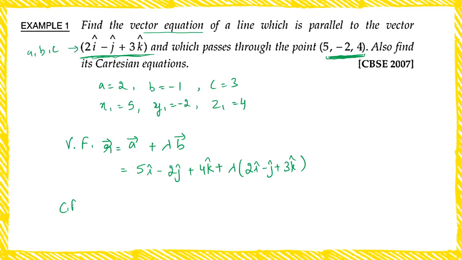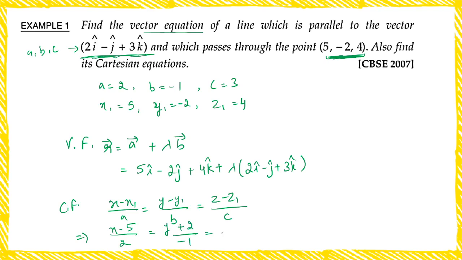And Cartesian form, how are we going to write? x minus x1 upon a, y minus y1 upon b, and z minus z1 upon c. So x minus x1, what is x1? x1 is 5. x minus 5 upon 2, y minus y1, it means y plus 2 upon minus 1, and z minus z1 means z minus 4 upon c. c is 3. That's it. Done.